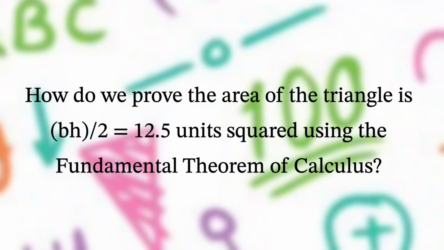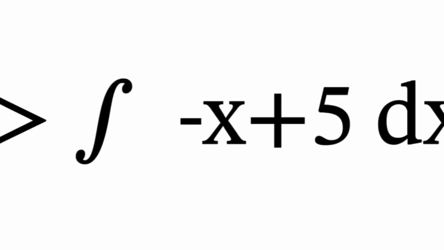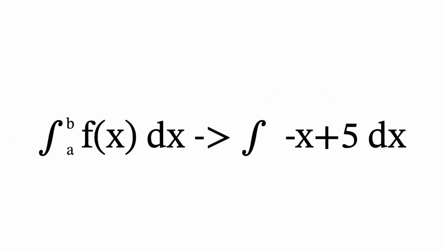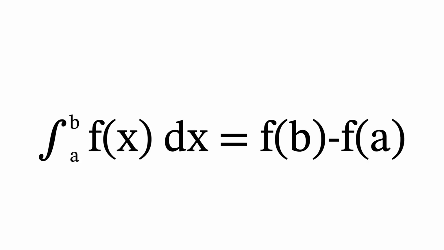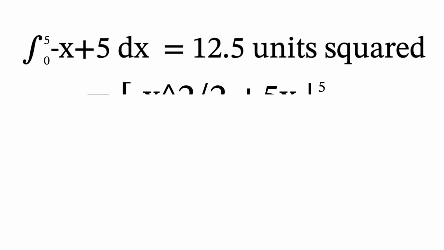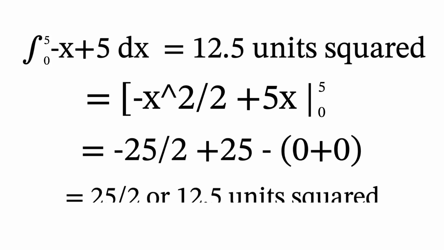First, let's explain the fundamental theorem of calculus. Taking the integral of f of x, in our case negative x plus 5, from a to b, in our case from 0 to 5 on the coordinate plane, you will get F of b minus F of a. Integrating negative x plus 5 from 0 to 5, you will get 25 over 2, just like the answer for the area of the triangle using 1/2 base times height.